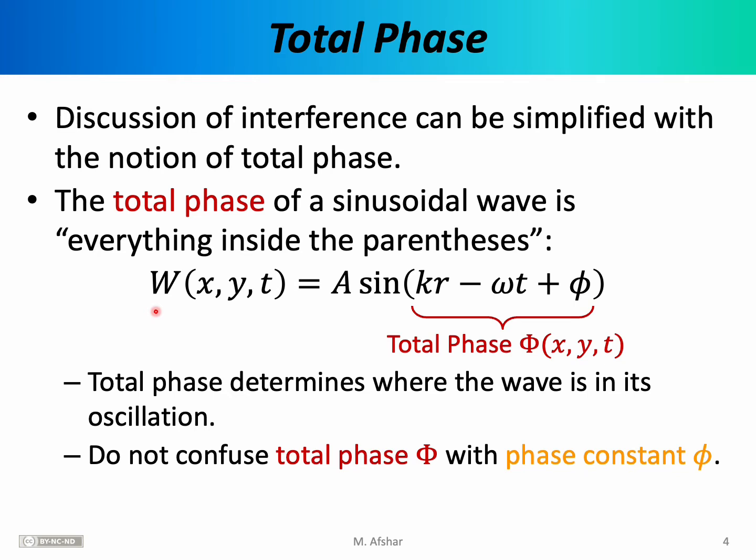The terminology here is a little confusing. Do not confuse the total phase with the phase constant. The total phase is denoted using capital Greek letter phi. The phase constant is denoted using lowercase phi. The phase constant, as the name suggests, is really just a constant. The total phase, on the other hand, is not a constant. It depends on x, it depends on y, and it depends on t, so it's really a function of 3 parameters.